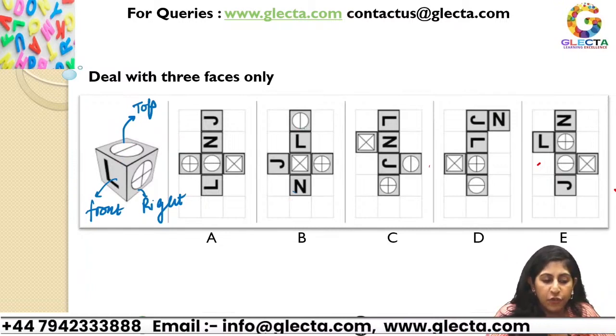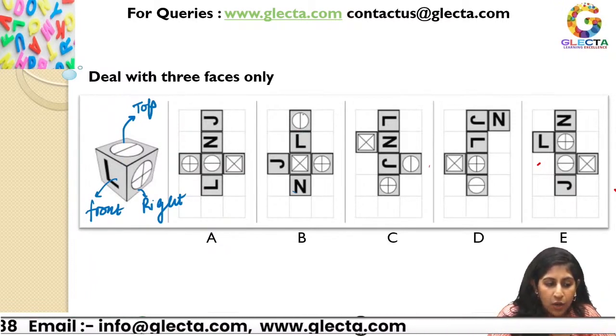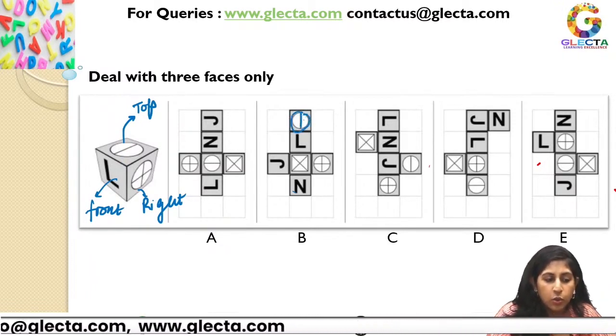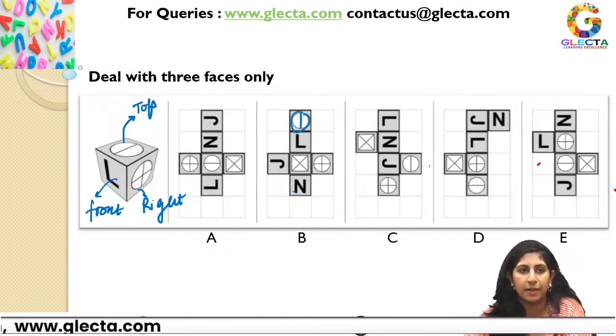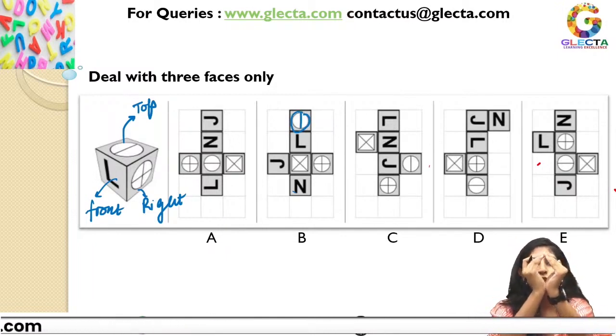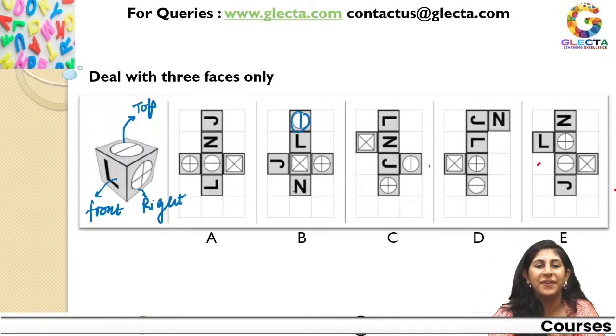In the B part, if you see, this is L. We have this over here. So imagine that on your paper, you have drawn a circle with a straight line.